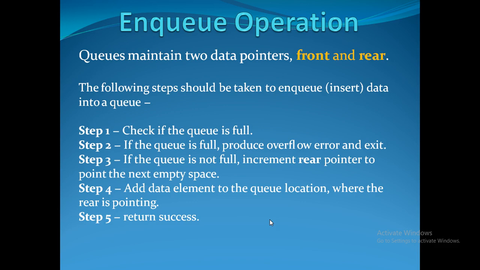Enqueue operation. Queue maintains two data pointers, front and rear. Last class we discussed that stack has a pointer named top, and the top represents the status of the stack. Status in the sense whether the stack is full, whether the stack is empty, or whether the stack is partially filled. All those details we can evaluate from the variable top.